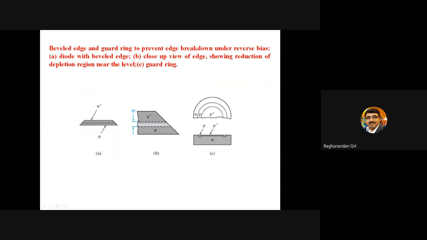So you have a ring like structure, and W is the width of the depletion layer. You can see there is a ring like structure, and again a flat surface, and again a ring like structure and a flat surface. So these are the methods which we are going to use.